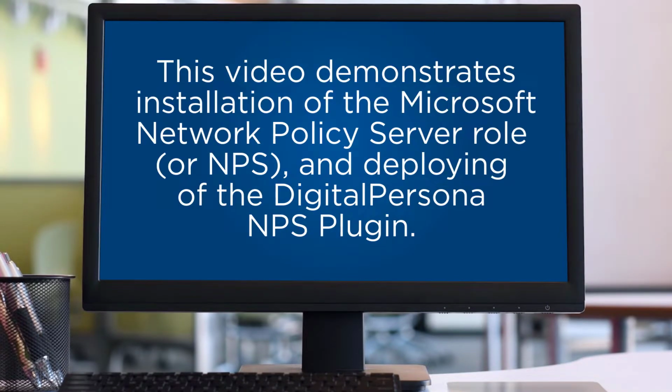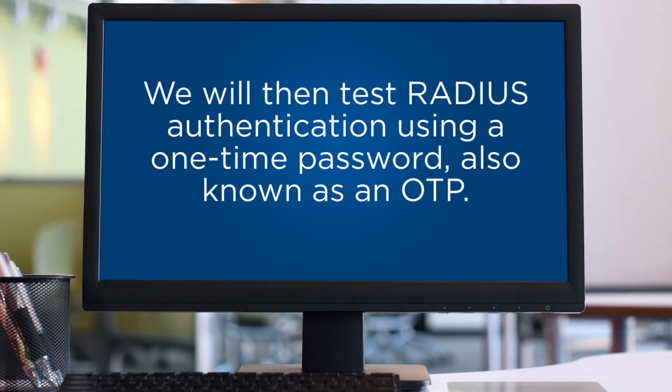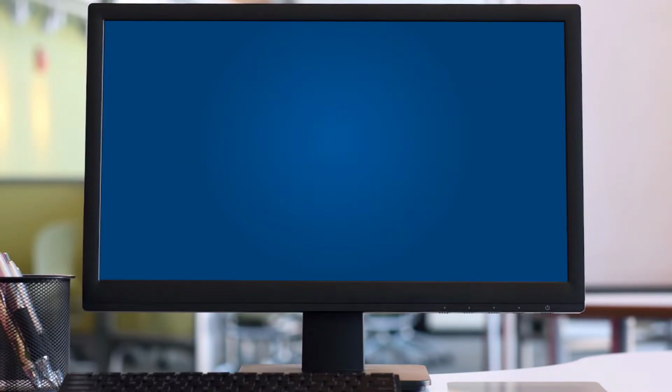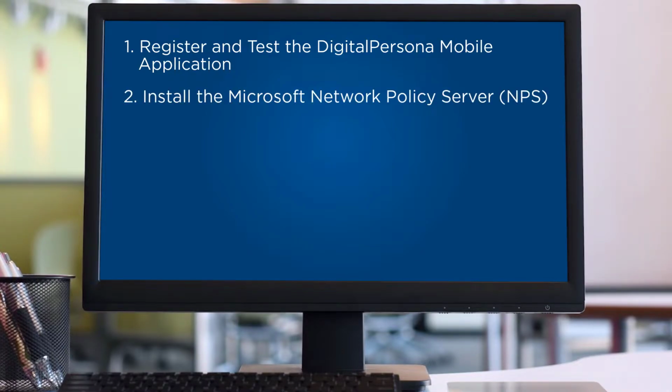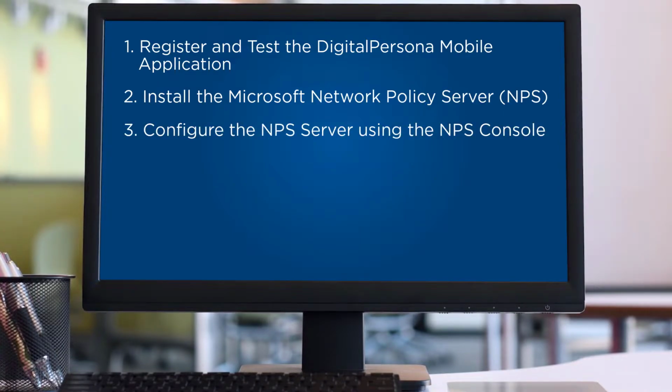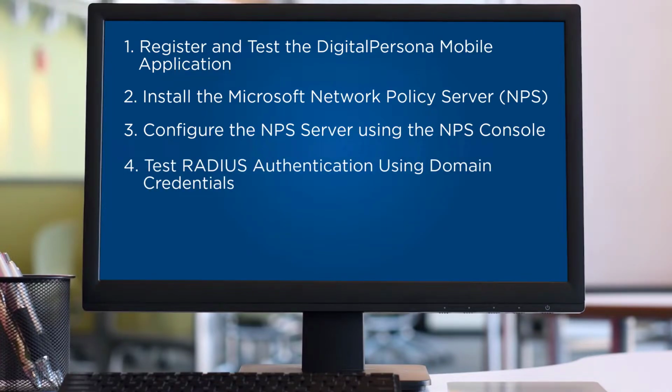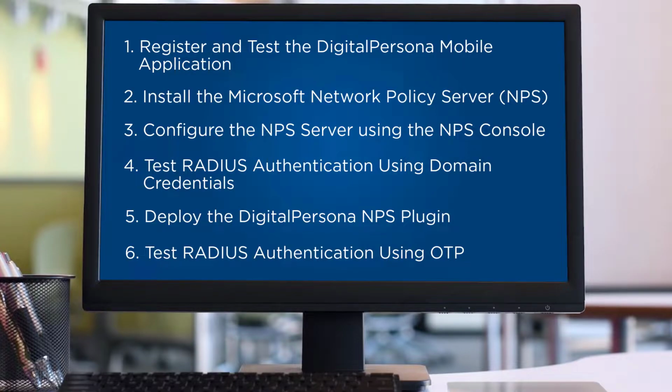This video demonstrates installation of the Microsoft Network Policy Server role, or NPS, and deploying of the DigitalPersona NPS plugin. We will then test RADIUS Authentication using a one-time password, also known as an OTP. The installation steps will be: register and test the DigitalPersona mobile application, install the Microsoft Network Policy Server, configure the NPS server using the NPS console, test RADIUS Authentication using domain credentials, deploy the DigitalPersona NPS plugin, and test RADIUS Authentication using OTP.